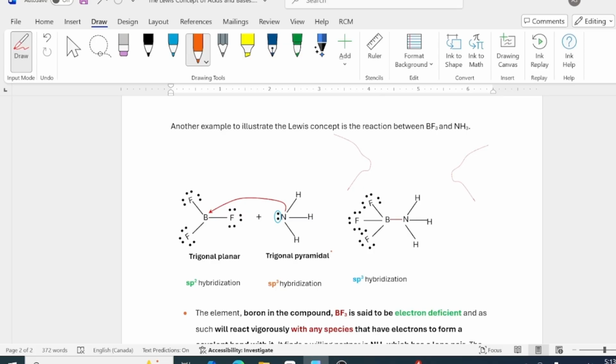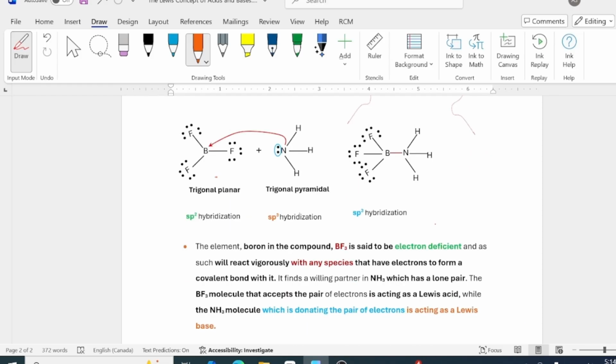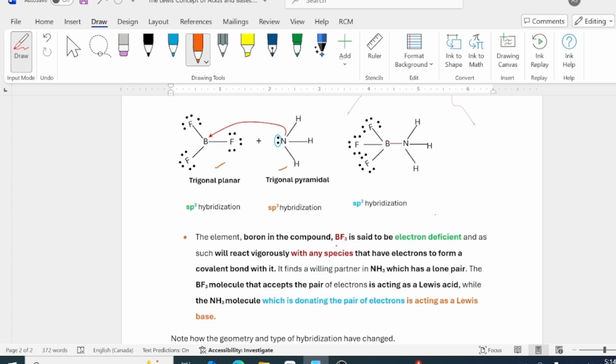Another example in which the concept of Lewis acid is exemplified is the reaction between boron trifluoride and ammonia. That is a Lewis dot structure for boron trifluoride, and this is what it is for ammonia. The element boron in the compound boron trifluoride is said to be electron deficient, and as such will react vigorously with any species that has electrons to form a covalent bond with. It finds a willing partner in ammonia, which has a lone pair. So going back to these figures here, this is the boron that is electron deficient.